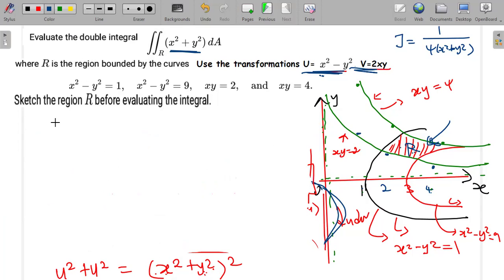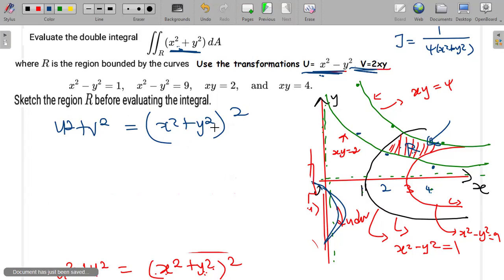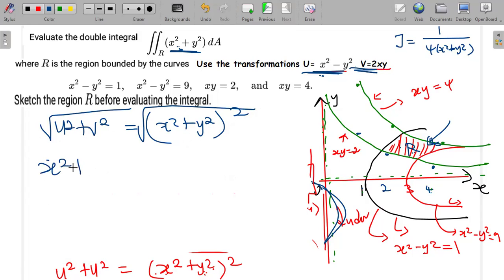Okay, so here I'm going to say u squared plus v squared is equal to x squared plus y squared, and then 2 outside. So now my interest is to make this in terms of u and v. I can easily make it here, so I'll just square root. If I square root this side and that side, it means my x squared plus y squared is actually equal to the square root of u squared plus v squared. Okay, and that is a beautiful transformation that we are going to use.